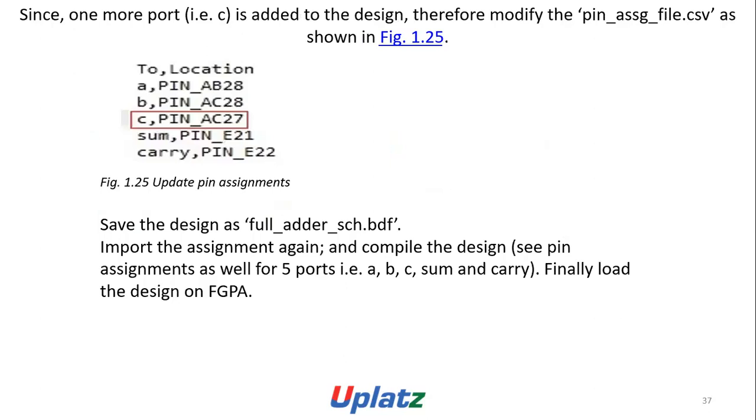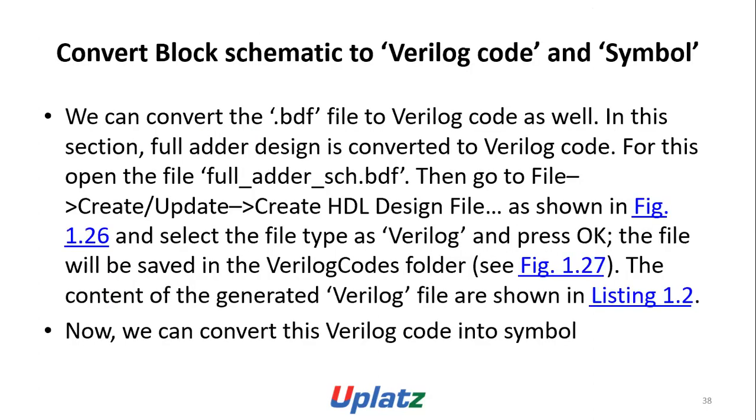Since one more port, that is C, is added to the system, we need to modify the pin assign file.csv as shown in the figure: location A pin AB28, B pin AC28, C pin AC27, sum pin E21, carry pin E22. Update pin assignments, save the design as full adder sch.pdf, import the assignment again and compile the design. See pin assignments as well for five ports, that is A, B, C, sum, carry. Finally, load the design on FPGA.